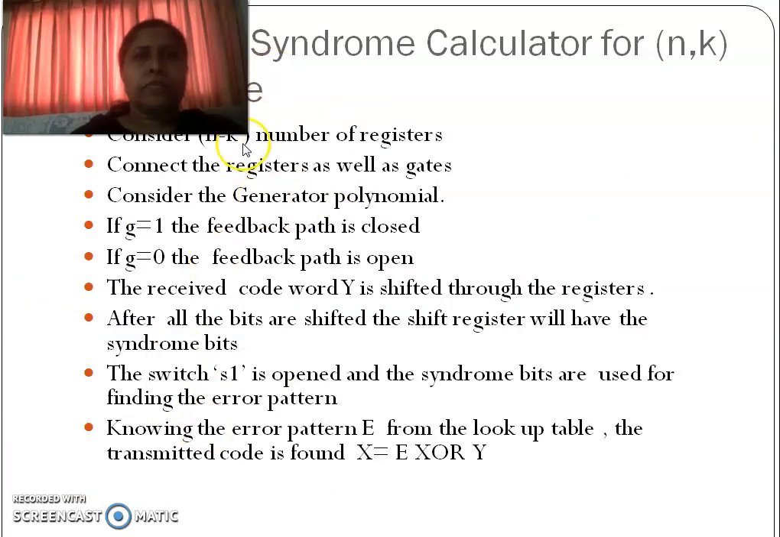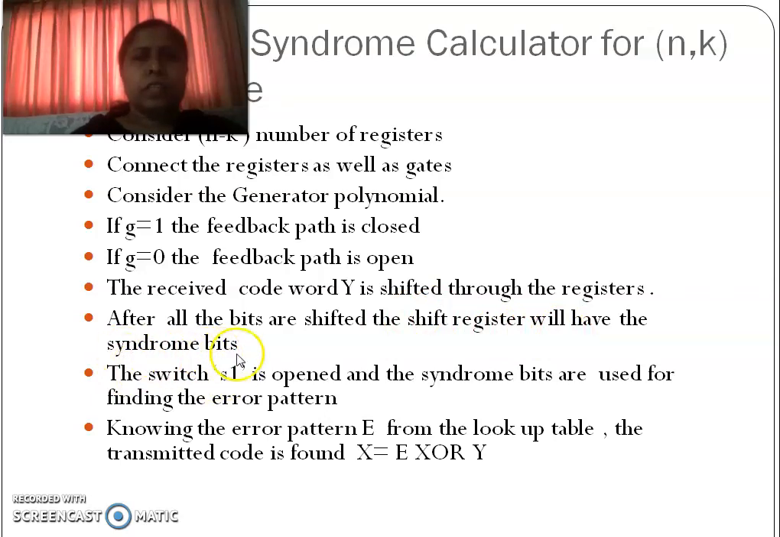In this, first we need to select the number of registers to be n minus k, and the gates are connected in the feedback path. Considering the generator polynomial, you either have a feedback path or no feedback path. And the received code word Y is shifted through the registers. After all the bits are shifted, the shift register will have the syndrome bits.